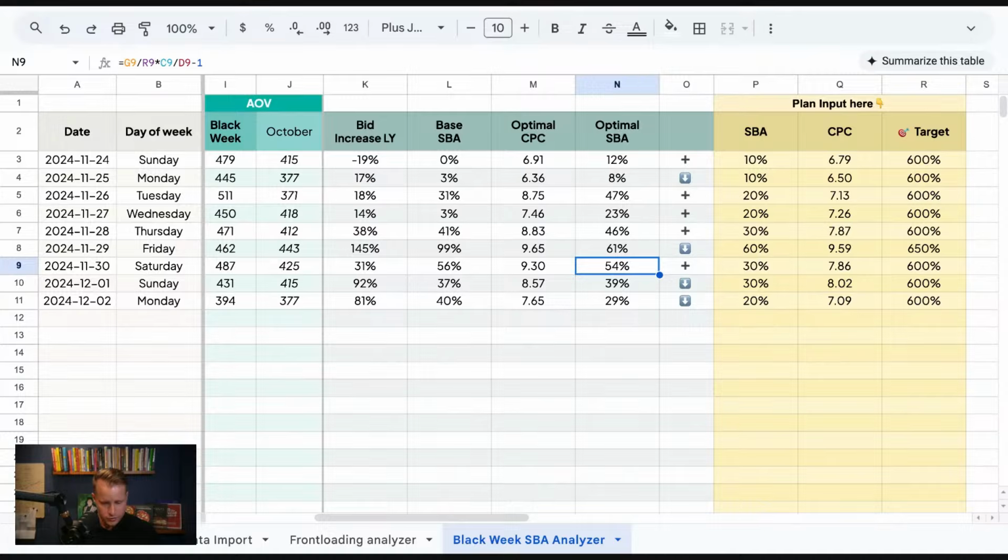Then when we're looking at this one, AOV actually stayed pretty strong the entire week. And conversion rates dropped Saturday, but Saturday and Sunday was actually stronger than the rest of the week.